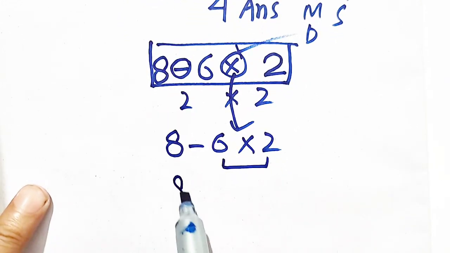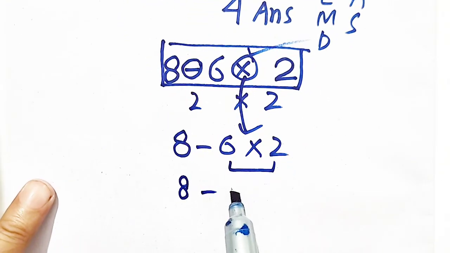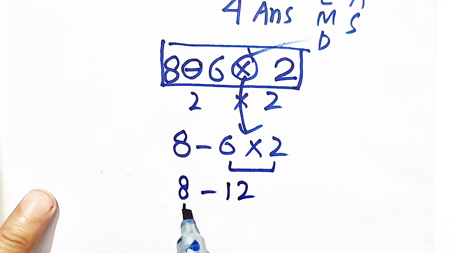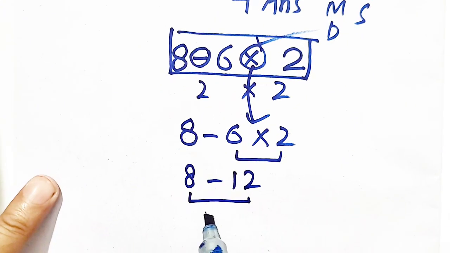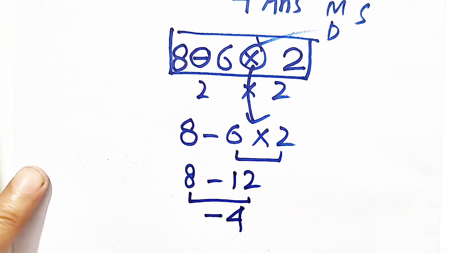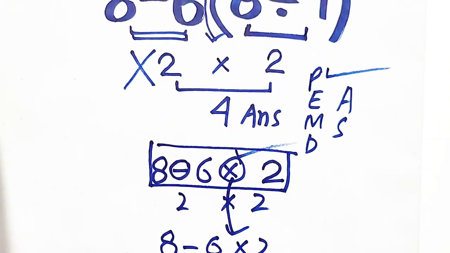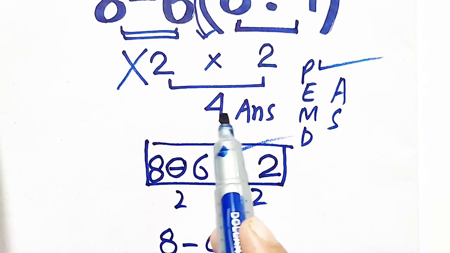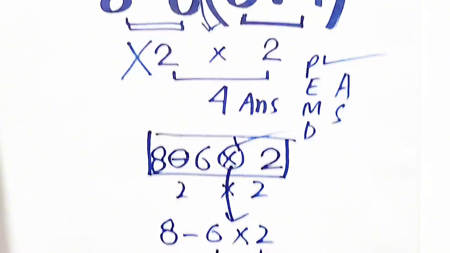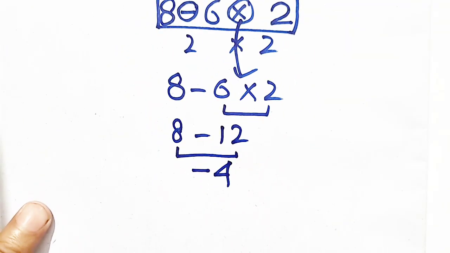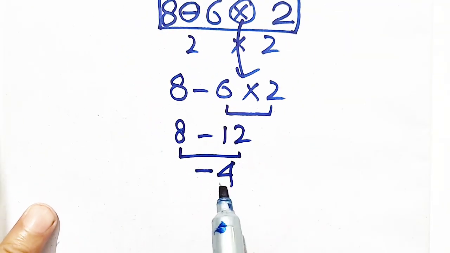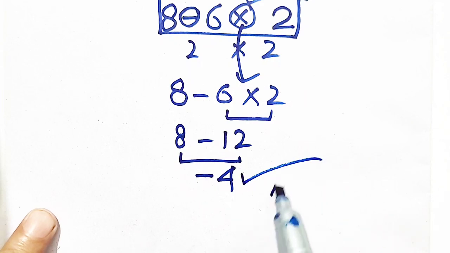So we will get 8 minus 6 times 2, which is 8 minus 12, and 6 times 2 will be equal to 12. So 8 minus 12 will be equal to minus 4. In the above first case, we solved incorrectly, so the answer was 4. But by the order of operations, we got the answer minus 4, which is the correct answer.